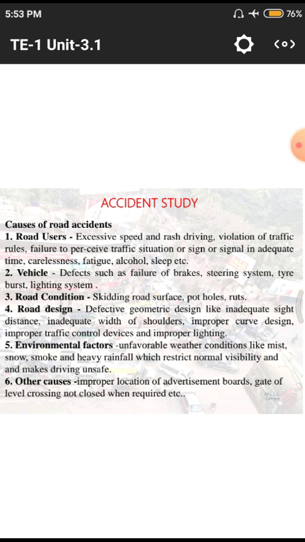Next one, failure to perceive the traffic situation, sign or signal, and adequate time. That means at crossings or signal systems, people simply start moving 5 to 10 seconds before the light changes. Automatically those also lead to these kinds of accidents. Next one is carelessness. Sometimes they don't care how much speed they are going at. Those also lead to accidents. Next one, fatigue. Sometimes we have vehicle failures, in the form of tires and other things. Those also lead to accidents.